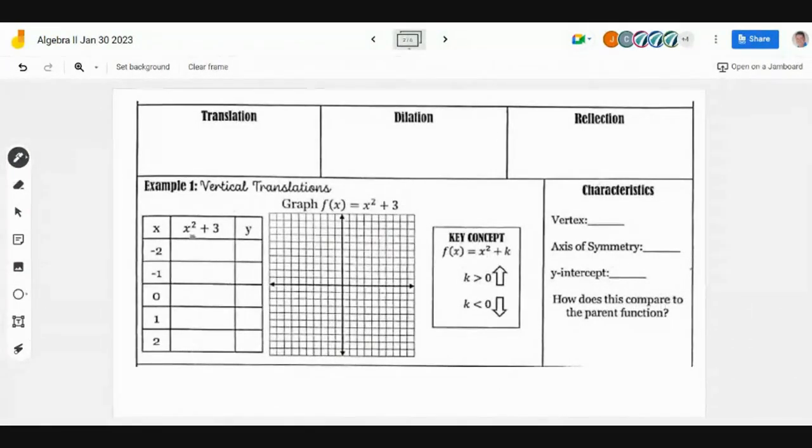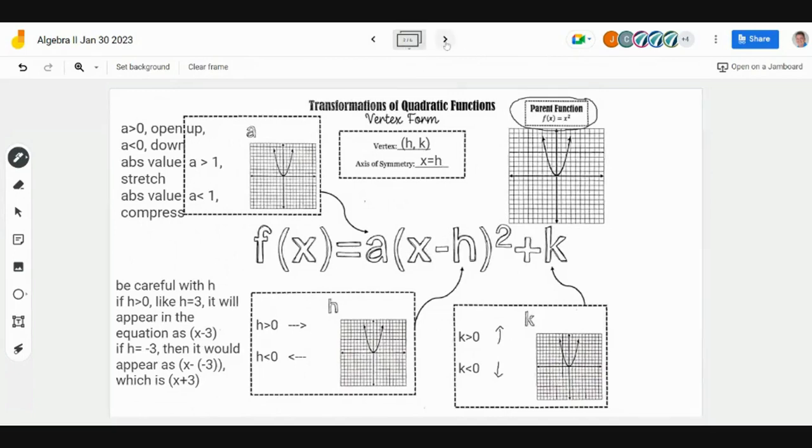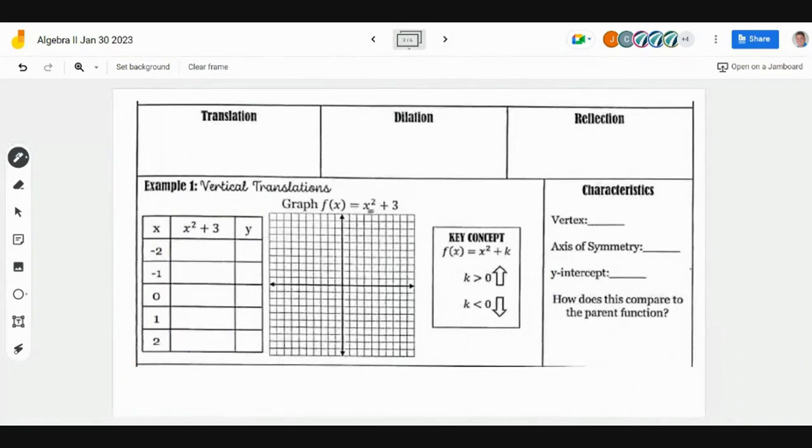Right here. Okay. We're gonna graph this. X squared plus 3. This is a perfect example of a K right here because we didn't change anything here. A and H don't affect anything. A is just 1 apparently because we don't have an A, and H must be 0 because we're not subtracting anything from that. So this is just X squared, which is the parent function, adding 3.